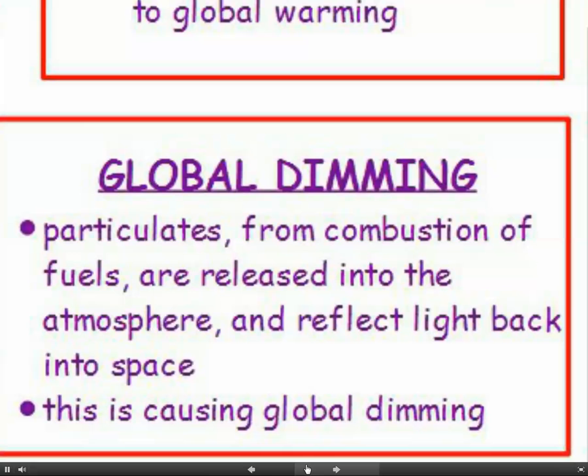And have you heard of global dimming? This is caused by particulates, little specks of dust and soot and unburnt fuel from the combustion of fuels, which are released into the atmosphere, and they reflect light back into space, and so this is causing global dimming.